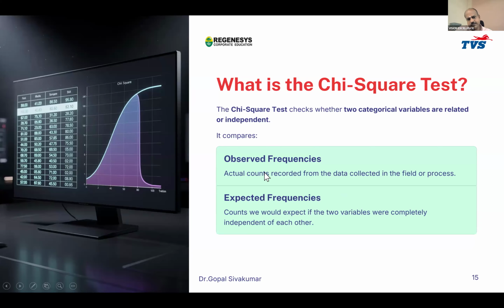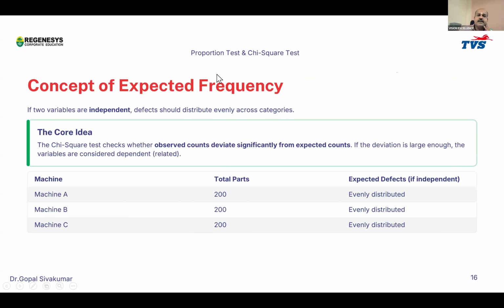And in chi-square test, there are certain terminology involved: observed frequency and expected frequency. We'll see all those things with an example. See here, we have machine A, machine B, machine C, and machine A produced 200 parts, machine B also produced 200 parts, machine C also produced 200 parts.